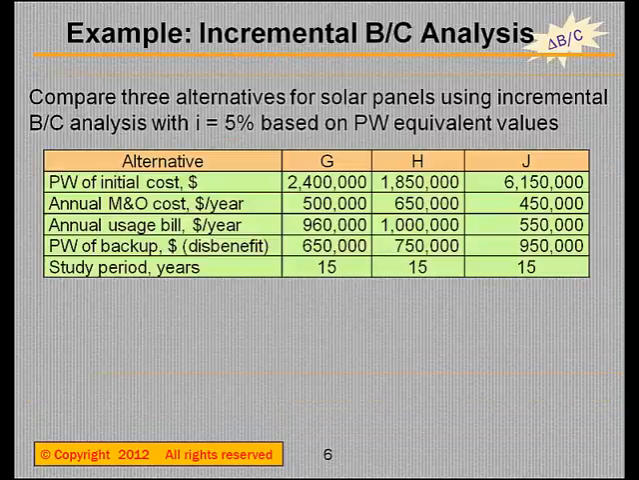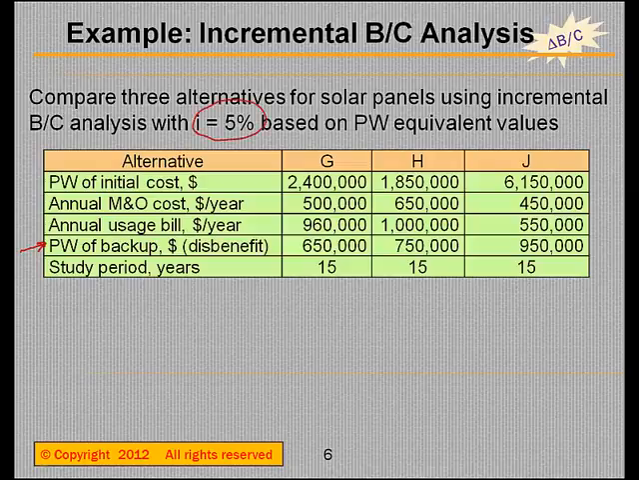This example compares 3 options for solar panel installation to supply power to a small factory building. The requirement of a backup generator is considered a disbenefit. The analysis is based on present worth values at a 5% discount rate. We have the present worth values of all initial costs. For example, option J has a first cost of $6.15 million.